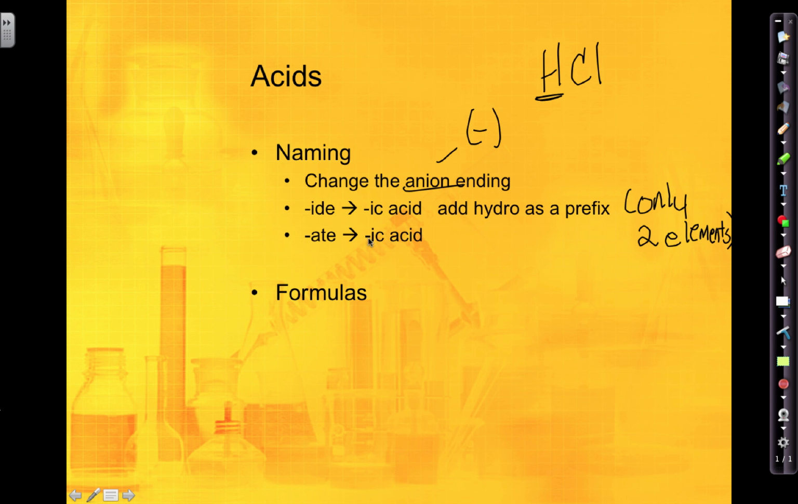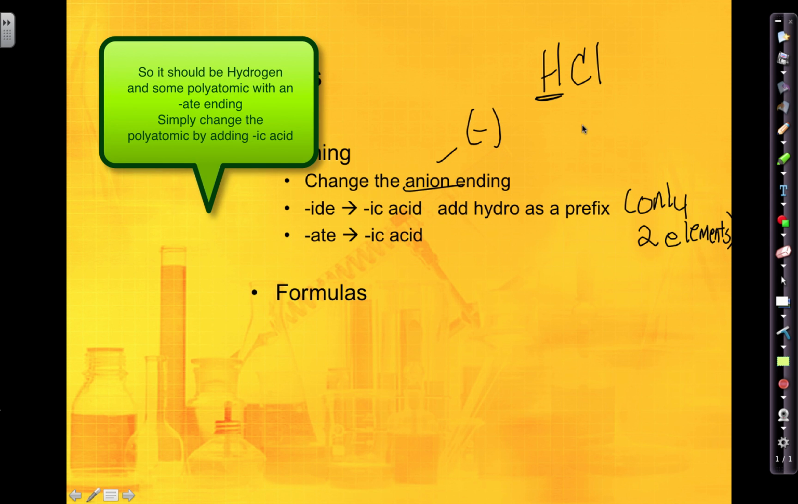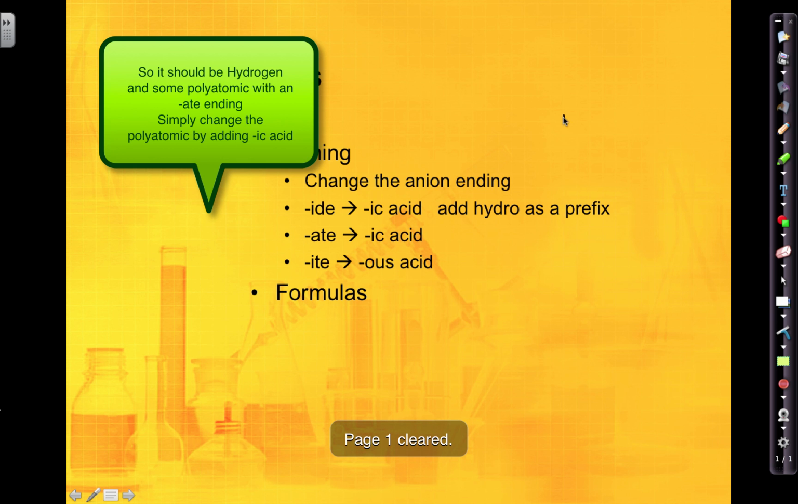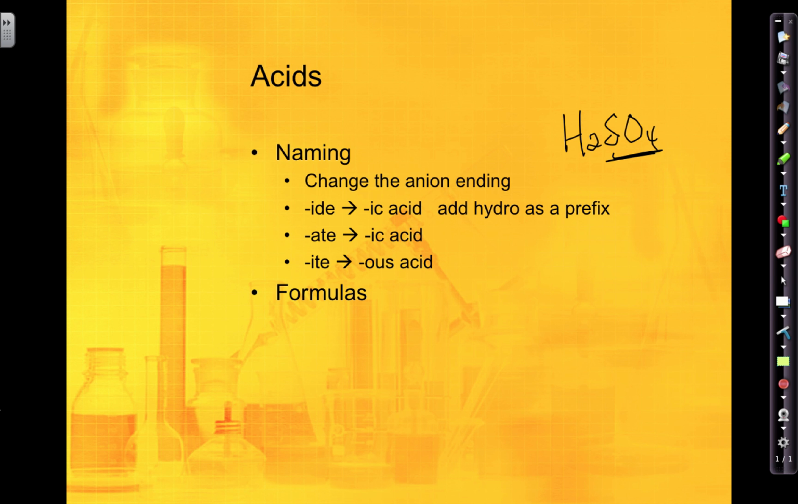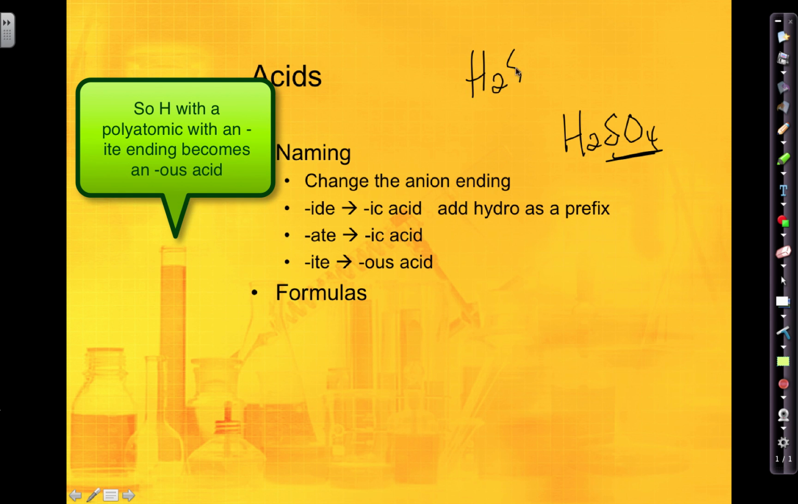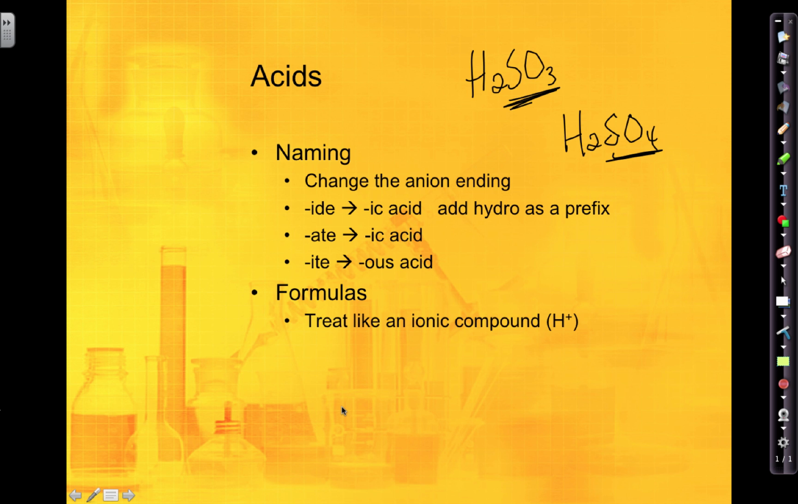All right, so if it ends in ate, you're going to just change the ending to ic acid. So if I just have H2SO4 like this, well, this ends in ate, so it would become sulfuric acid. If it ends in ite, I'm going to change it to ous acid. So if it was SO3 instead, this is sulfite, it would become sulfurous acid.